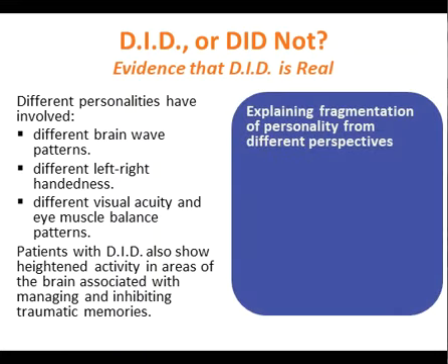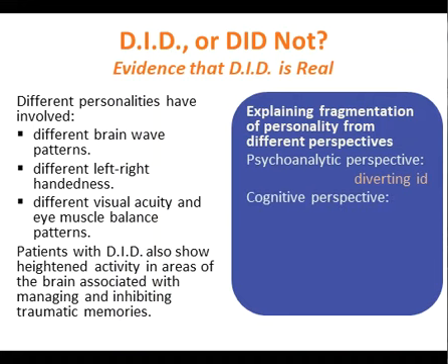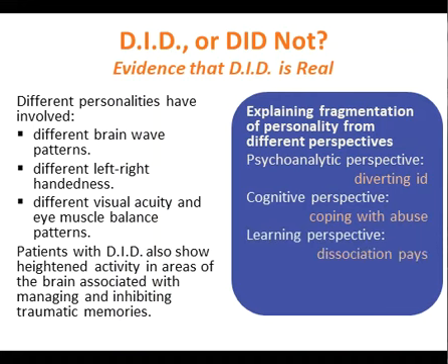So explaining fragmentation of personality from different perspectives, we have the psychoanalytic perspective, diverting the id, cognitive perspective, coping with abuse, learning perspective. Dissociation pays. For example, you get reinforced for it. So if the primary host personality is able to escape the traumatic event, then that reinforces that type of behavior. So they're more likely to do it in the future. And we have social influence. The therapist may encourage this to be occurring.